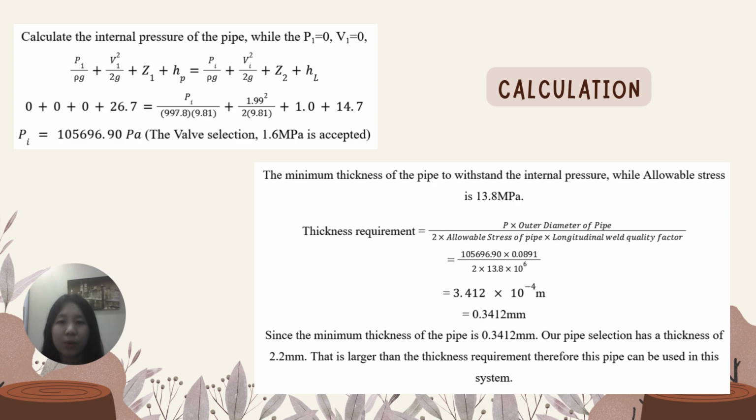Let's continue to the internal pressure of the pipe. We use the energy equation also. When pressure 1 and velocity 1 equal 0, we get an internal pressure of 0.105 megapascal, which is acceptable for the valve selection. Then we calculate the minimum thickness of the pipe to withstand the internal pressure. It should be 0.3412 millimeter, but we selected a 2.2 millimeter pipe. So the pipe can be used in our piping system.